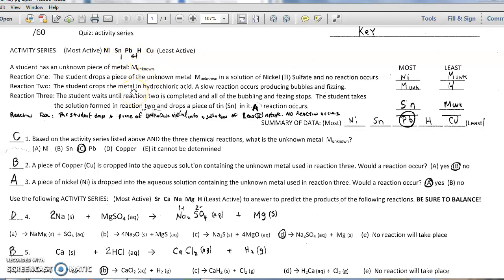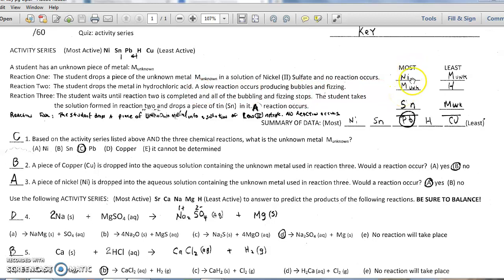In reaction 2, the student drops the metal in hydrochloric acid, and a slow reaction occurs, producing fizzing and bubbling. Well, hydrochloric acid is one of our 6 strongest acids. It dissociates 100%. So when we have hydrochloric acid, we know that there's H plus ions floating around in there. They dropped the metal in there, and a reaction did occur, although it was slow. What that means is that this unknown metal is only slightly more active than hydrogen ions. So a reaction did occur.